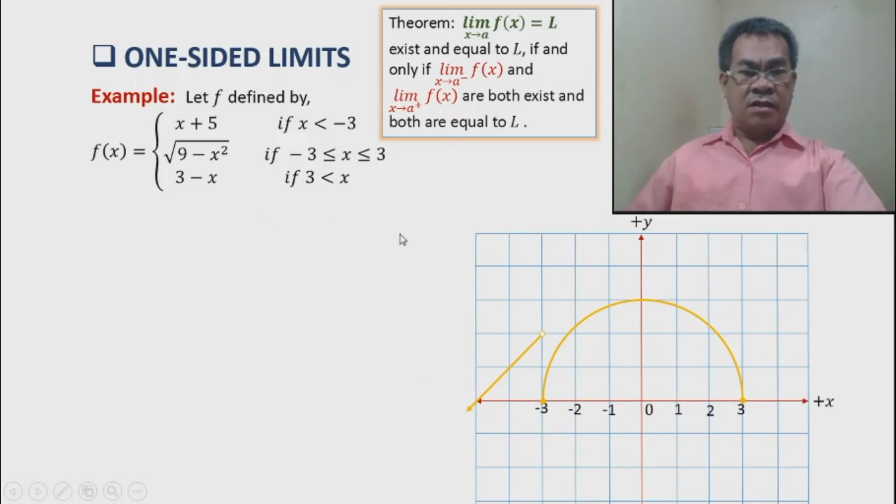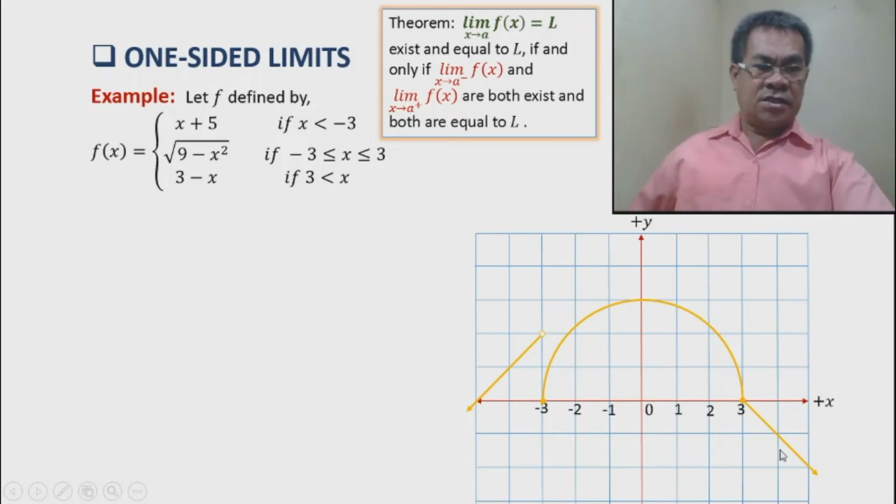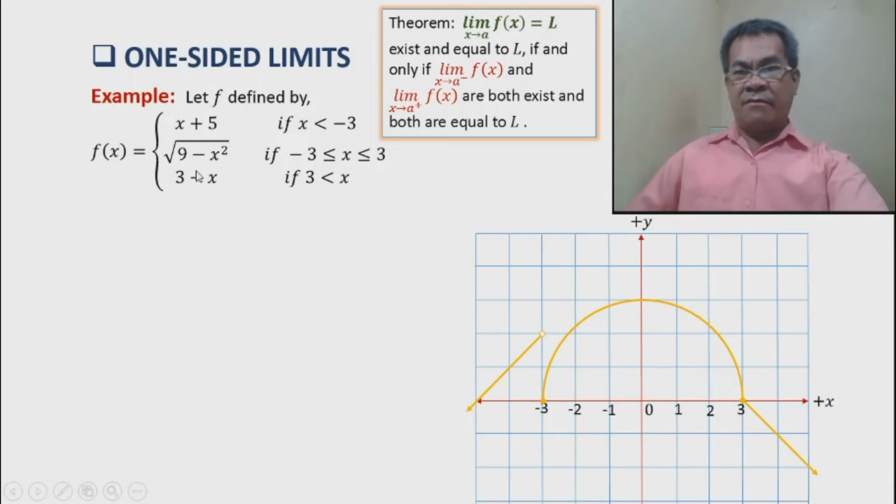Then when x is greater than 3, we come up with x minus 3. Remember, the slope is negative, so it should be open to the left. So it should be this one. Okay? Again, 3 is not included in this function, but remember, it is included in the square root of 9 minus x squared. So that's it. This is the graph of this piecewise function.